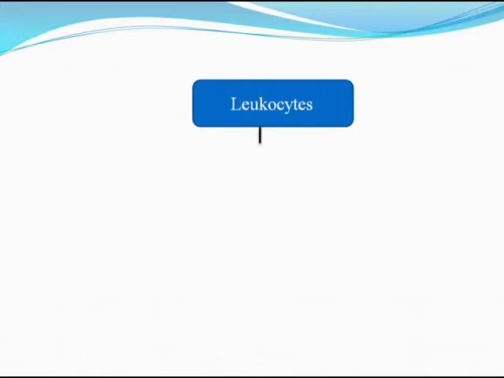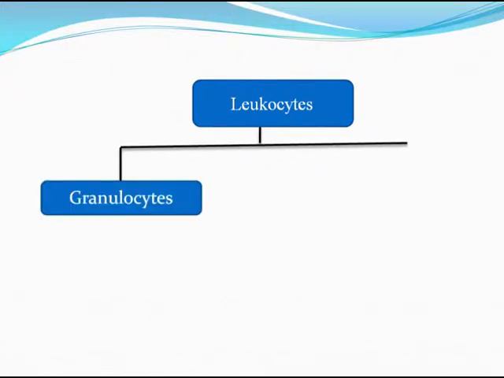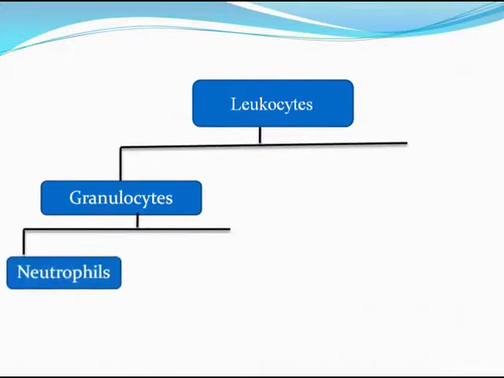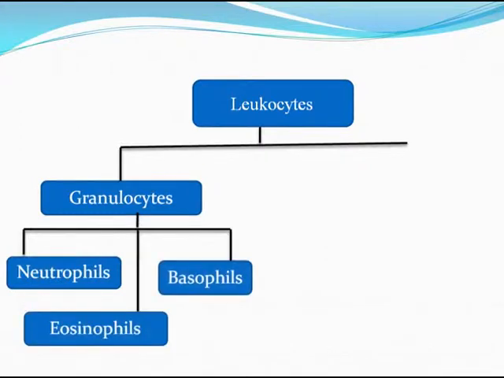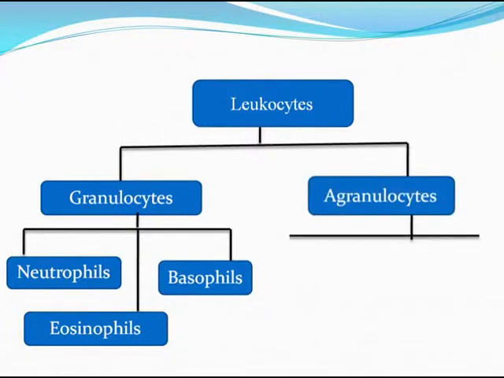Now, leukocytes. Leukocytes are divided into two main components: granulocytes and agranulocytes. What is a granulocyte? Granulocytes are with cytoplasmic granules, agranulocytes without cytoplasmic granules. Granulocytes are of three types: neutrophils, eosinophils, and basophils. And agranulocytes are of two types: monocytes and lymphocytes.